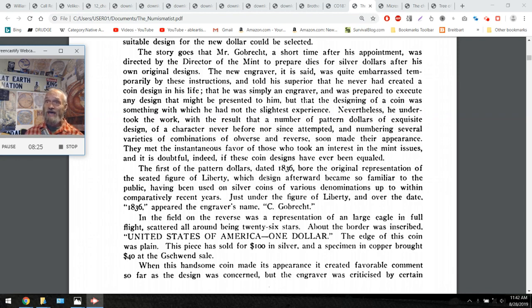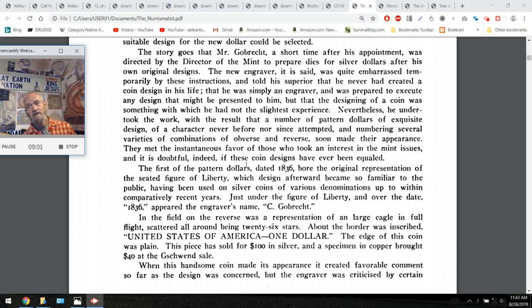So the first of the pattern dollars, dated 1836, that's 32 years without coins, bore the original representation of the seated figure of the goddess Liberty, which design afterwards became so familiar to the public, having been used on silver coins of various denominations up to within comparatively recent years. Just under the figure of Liberty, and over the date 1836, appeared the engraver's name.